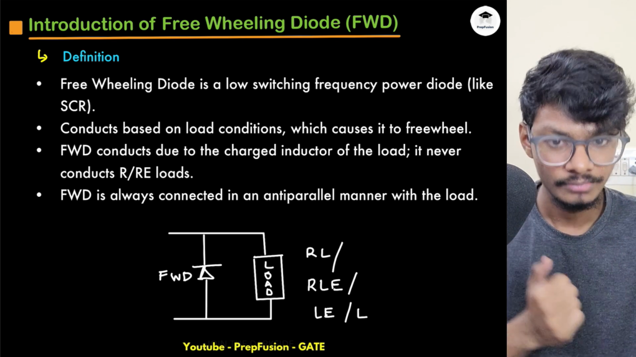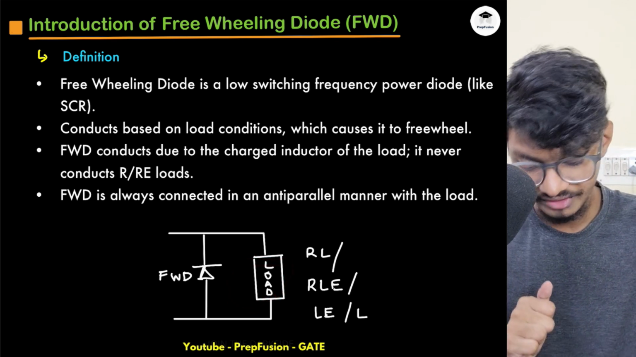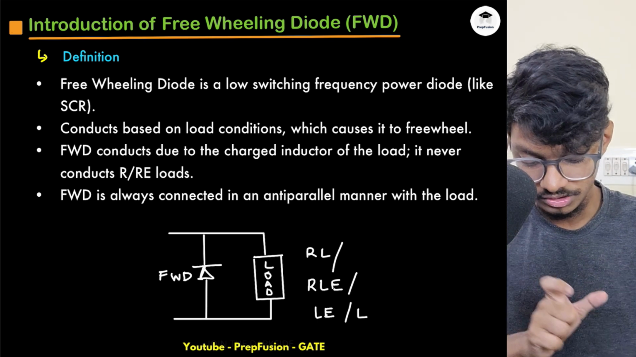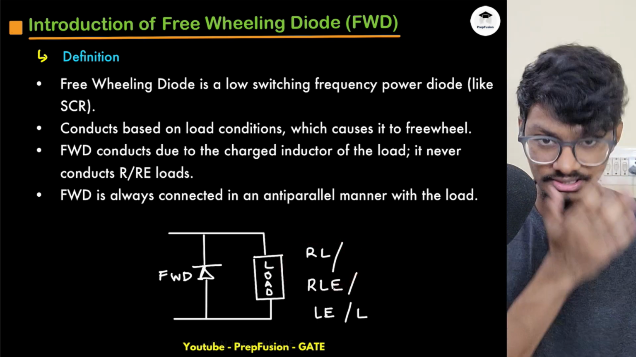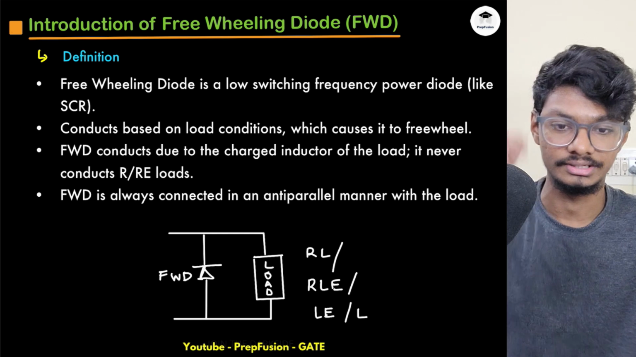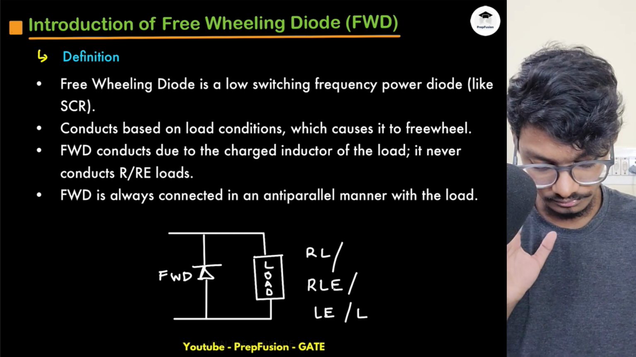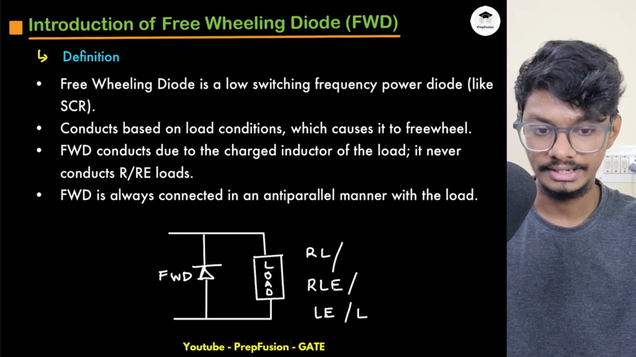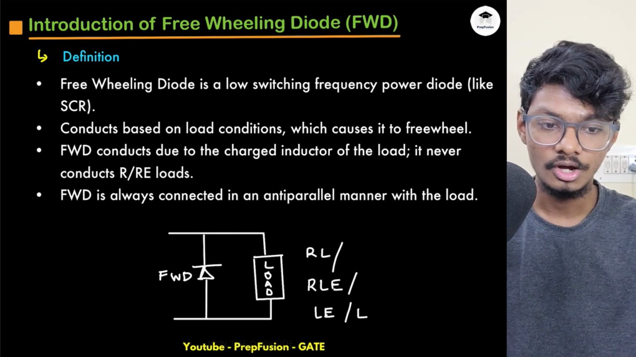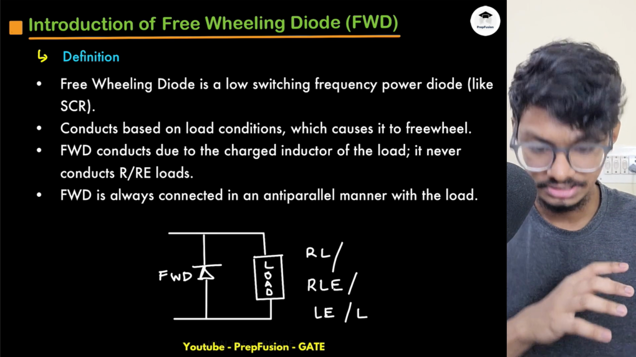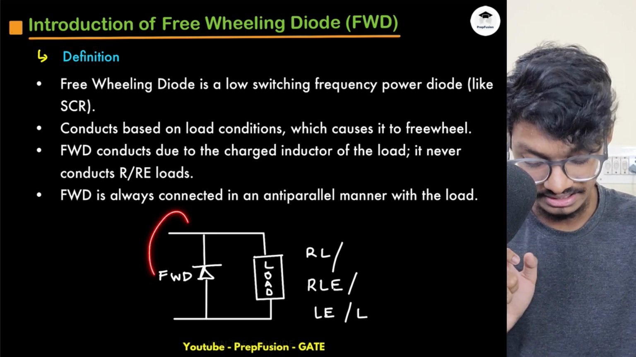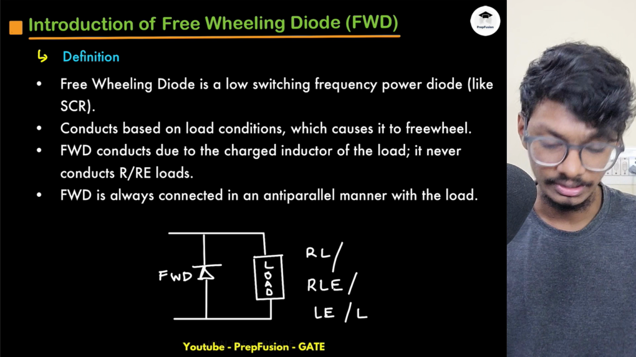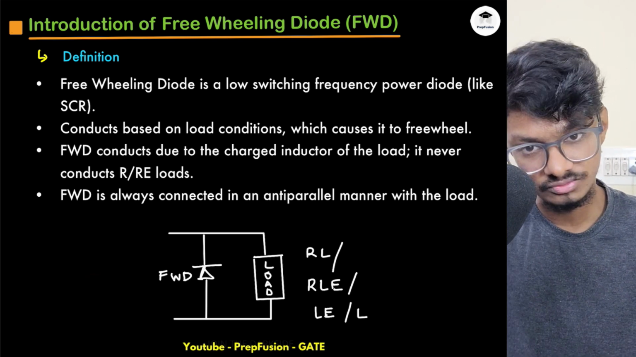What do I mean by that? Basically I have an RLE load. A freewheeling diode is only used with loads which have some inductance in them. When we saw the analysis of inductive loads, what was happening was that the inductance was keeping the SCR on even when the supply voltage was negative.